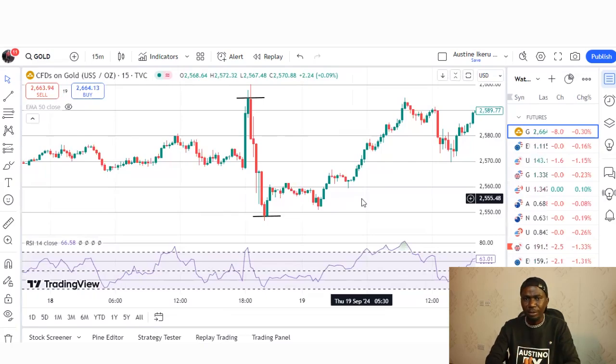You have double confirmation. But if the RSI is at the overbought condition, which is above 70, and price is at the resistance level, you can take a sell trade, because this gives you a perfect confirmation to enter a sell trade. So this is how you trade based on the RSI indicator.